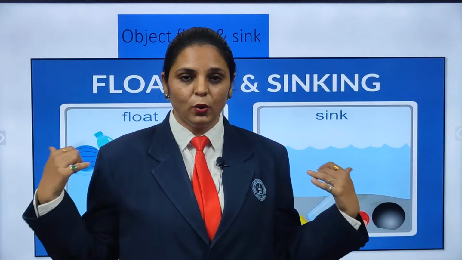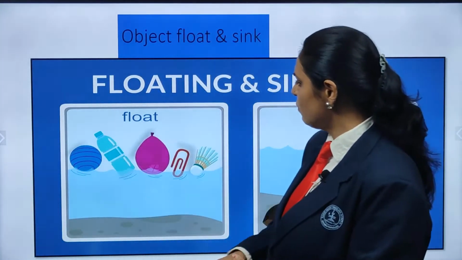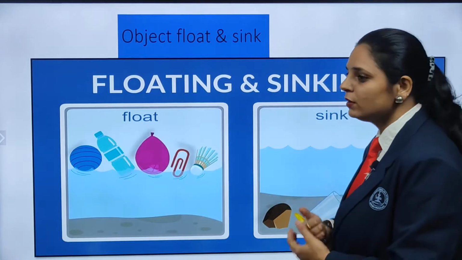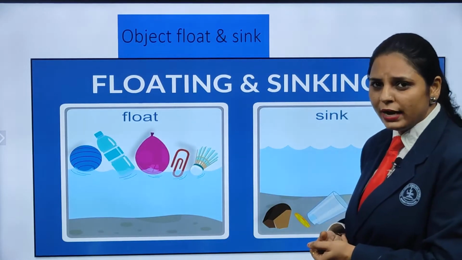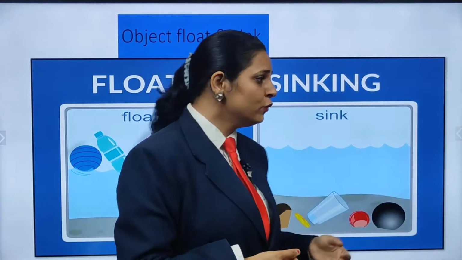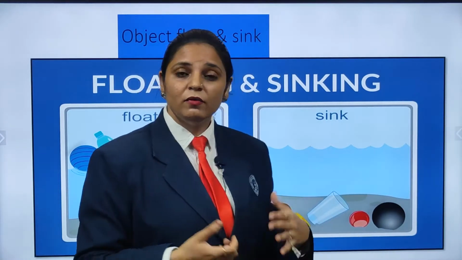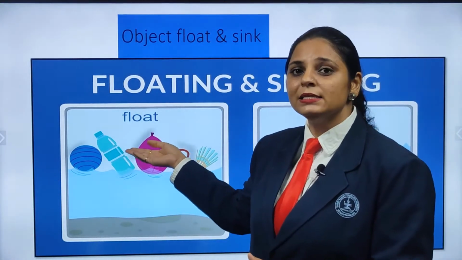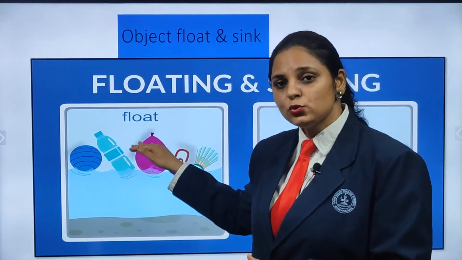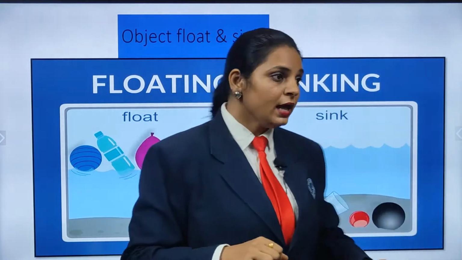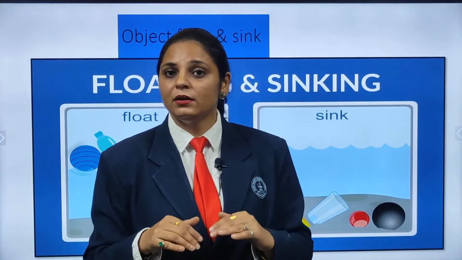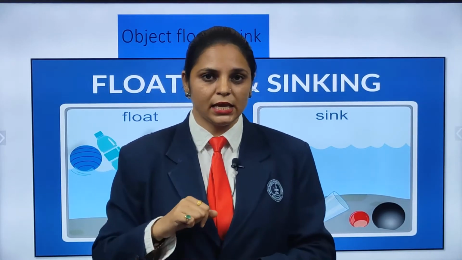Next is floating and sinking. See, what do you see here? A few objects are floating on the surface. Do you think why? And here, a few objects sink. Why is it so? You need to understand. It is because these objects are lighter than water. That's why they keep on floating. And these objects are heavier than the water. That's why they sink into water.